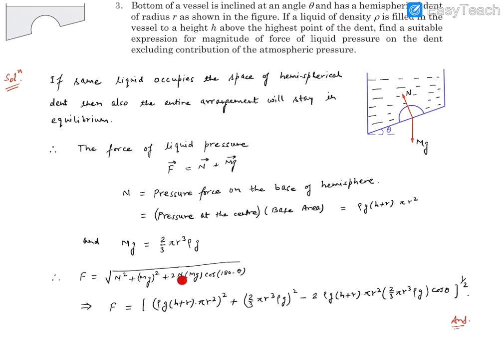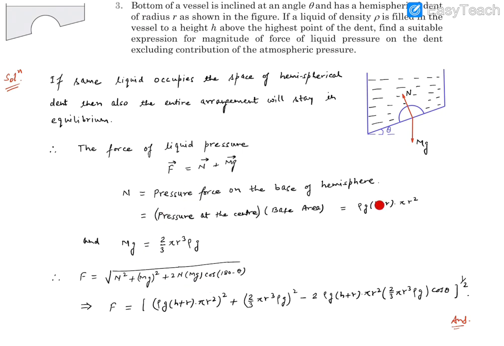So the resultant magnitude is the square root of f1 square plus f2 square plus 2 f1 f2 cos of the angle between the two vectors. Now we need to find the angle between these two vectors. If you draw a vertical line over here, you'll find this angle is theta. So the angle between N and mg is 180 minus theta. So cos of 180 minus theta is basically minus cos theta. So it will be N square plus mg whole square minus 2 times N into mg.